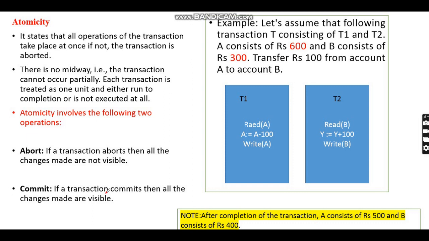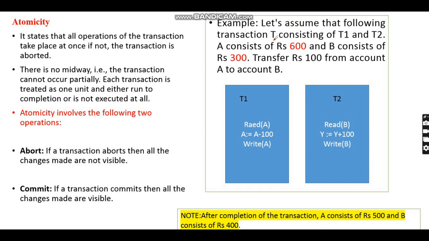Atomicity का simple meaning है या तो सब कुछ या कुछ नहीं, ठीक है, सब कुछ या कुछ नहीं. This is what the concept of atomicity is: complete it entirely or nothing to be executed, right?